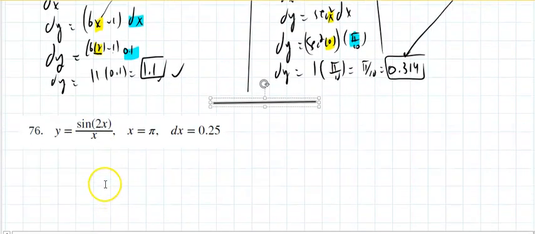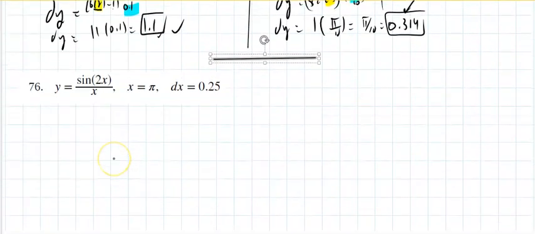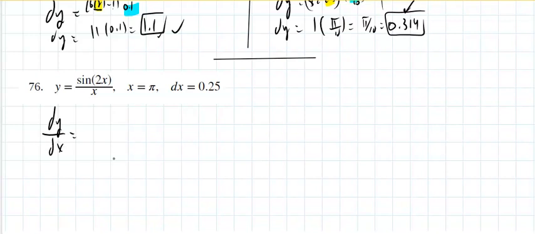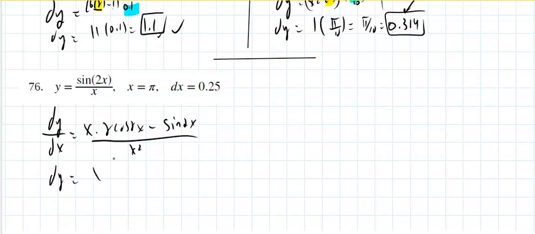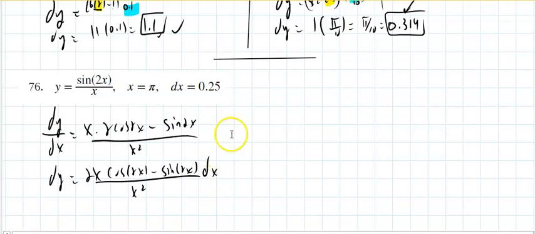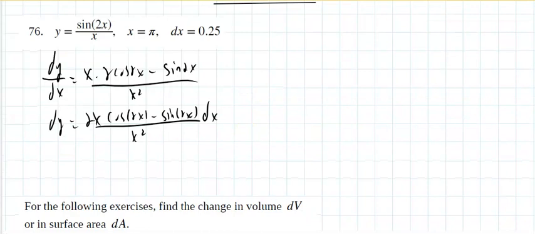And the same deal here. If I want to figure out what this is, well, the differentials dy/dx will be product quotient rule. Denominator times derivative of the top is x times 2 cosine of 2x, minus derivative of the denominator times the top, divided by the denominator squared. dy will simply be (2x cosine of 2x minus sine of 2x) divided by x squared, times dx, correct.